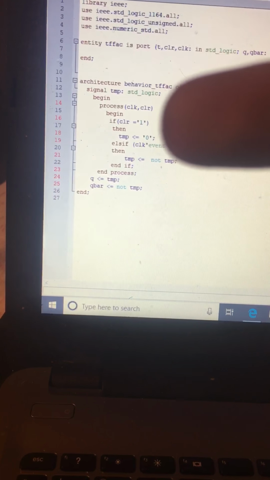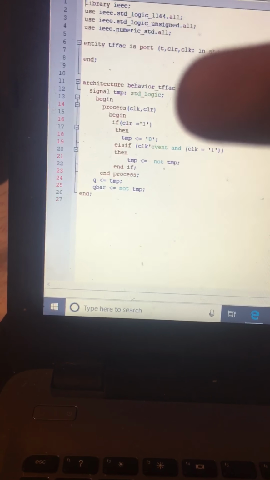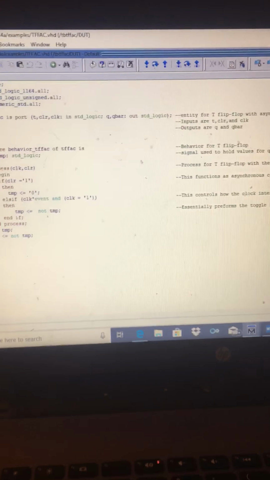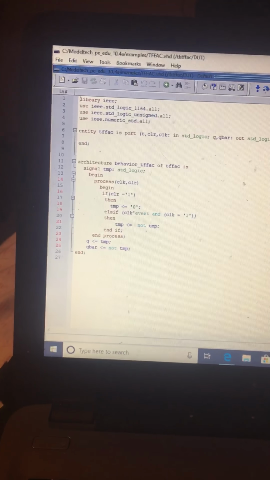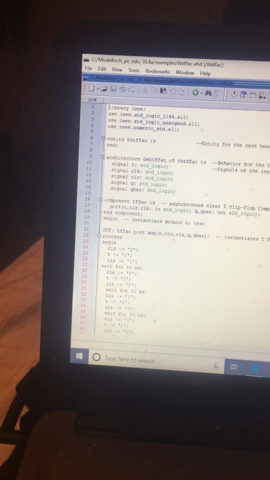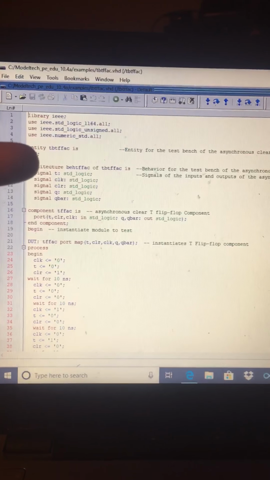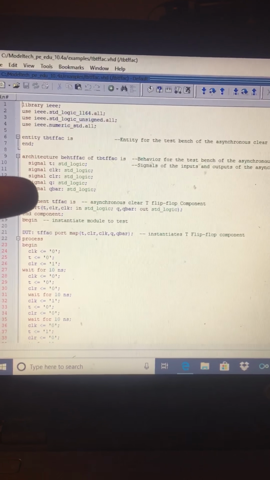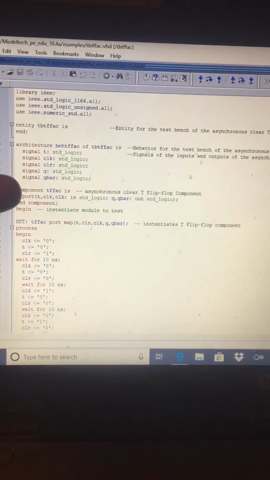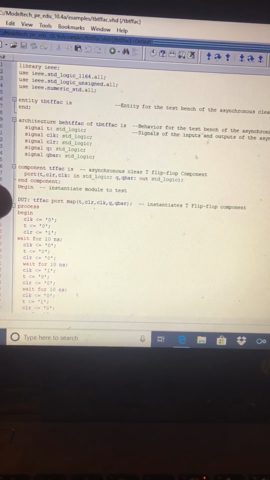And much like with the if statement for the clear, if clear is enabled and temp equals 0, Q equals 0. Now moving on to the test bench for the T flip-flop, I have it set up in this fashion. I have the entity declared and the architecture set up with the signals being the inputs and outputs of the T flip-flop with an asynchronous clear. Right here I have created a component for the T flip-flop, and right here I instantiate it.